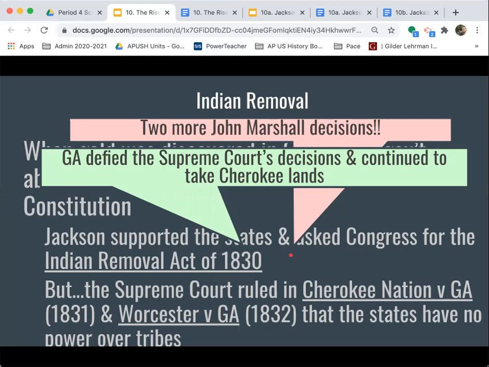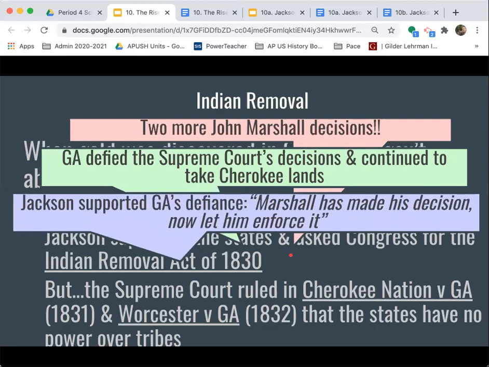Now, in this case, the president's job is to enforce the law. All right, if we're going to simplify the presidency as dumbed down as possible, Congress passes the law. The judiciary interprets the law. The president enforces the law. Well, here the ruling is Georgia can't make these people leave. So Jackson should enforce that.